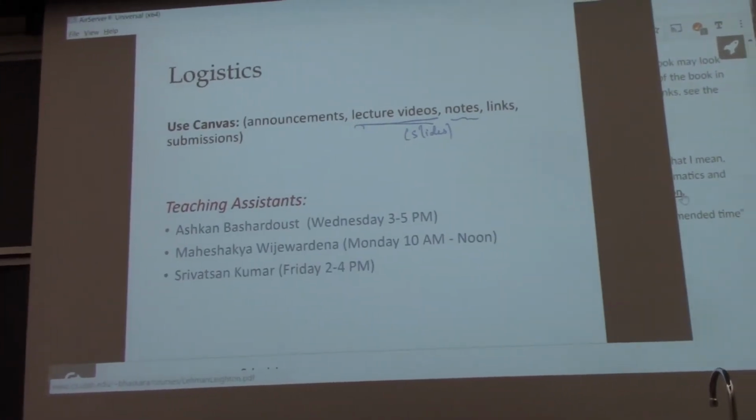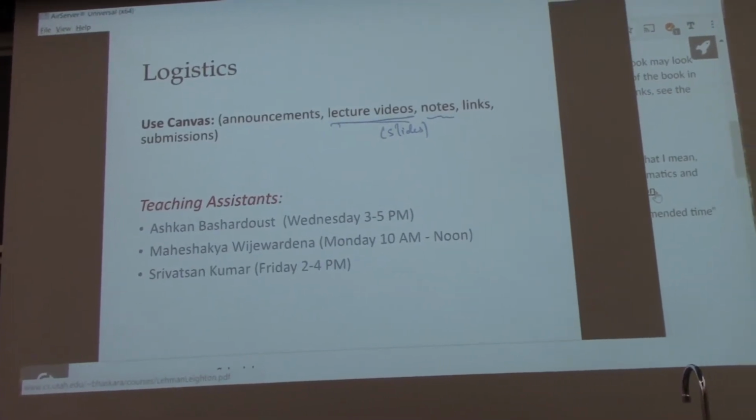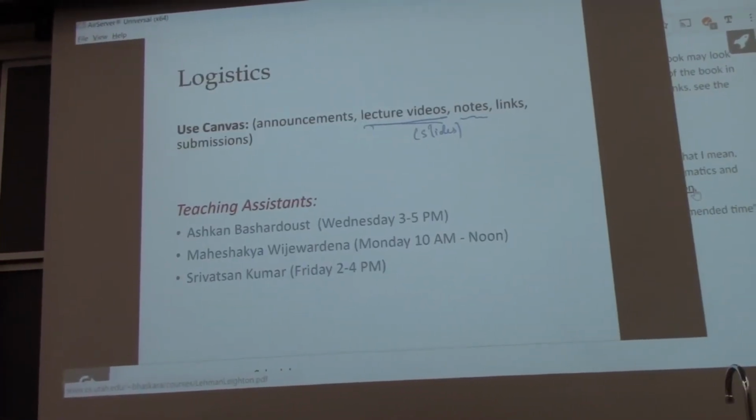And teaching assistants, we have two of them here, one is not. Mahesh, do you want to stand up? So this is Mahesh Akya. His office hours are Monday between 10 a.m. and noon. And that's Srivatsan. He's also on Friday. There's another TA who is not here, and we should fix that. His office hours are on Wednesday, so that's something to keep in mind. Each of them has 2-hour office hours.